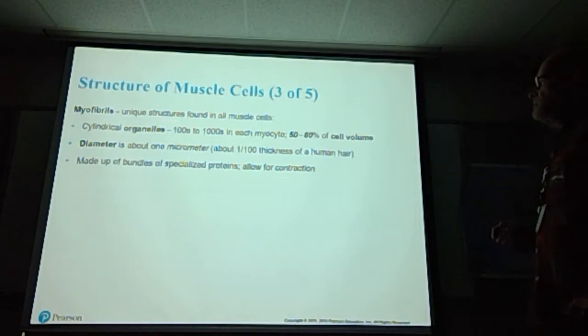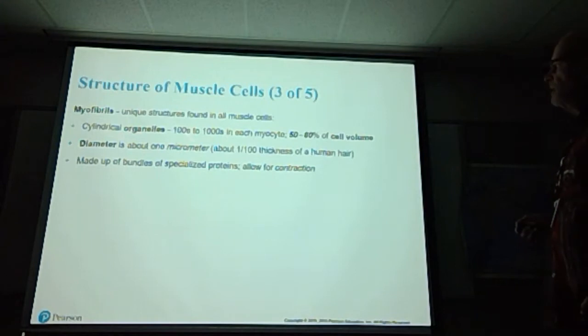Myofibrils are unique structures found in all muscle cells. They are cylindrical organelles, approximately hundreds to thousands in each myocyte. About 50 to 80% of the volume of the cell is going to be myofibrils. The diameter is about 1 micrometer, or about 1/100th the thickness of a human hair.